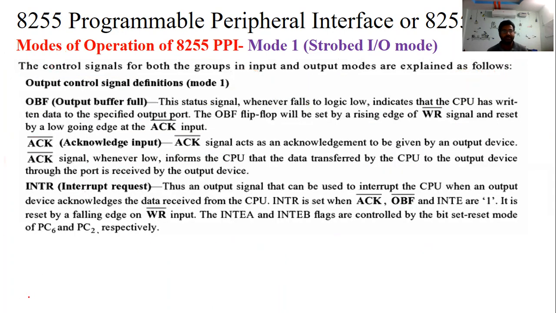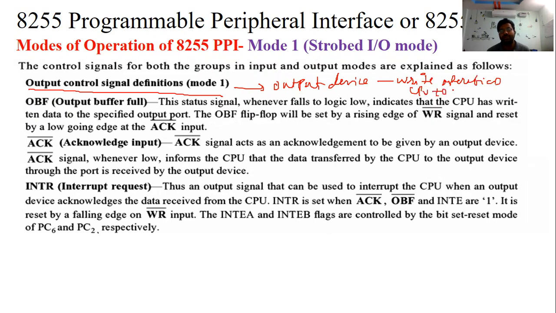Now see this diagram. What are the output signals? Output signal means here output device. Output device is nothing but the write operation, nothing but CPU to the device.